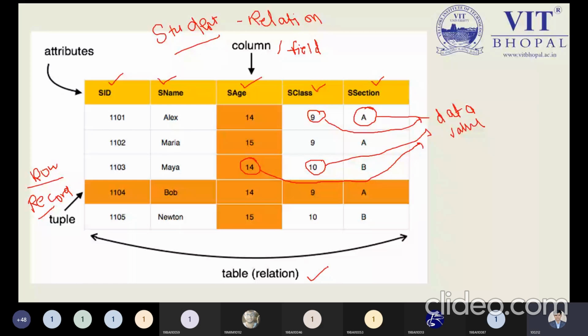Any doubt, anything you want to ask about this slide or this diagram, you can ask me.